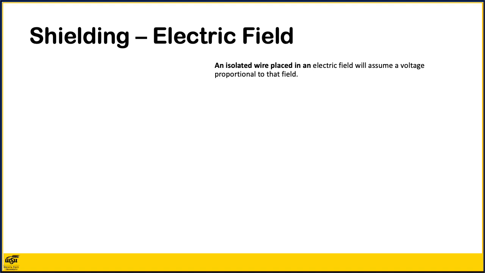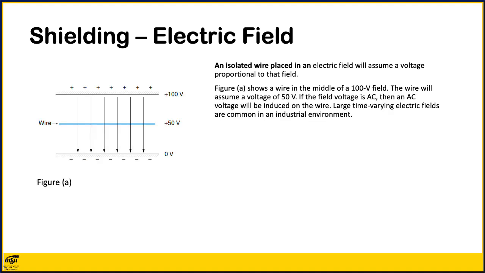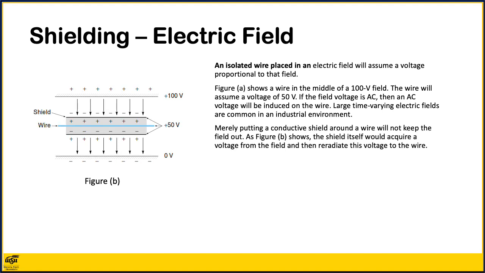Another source of noise is from an electric field. An isolated wire placed in an electric field will assume a voltage proportional to that field. Figure A shows a wire in the middle of a 100-volt field. The wire will assume the voltage of 50 volts. If the field voltage is AC, then the AC voltage will be induced on the wire. Large, time-varying electric fields are common in an industrial environment.